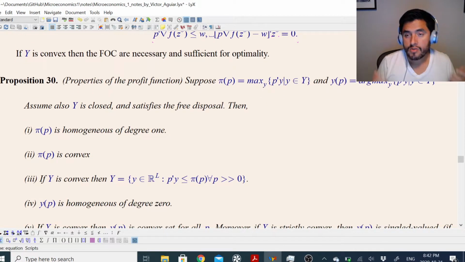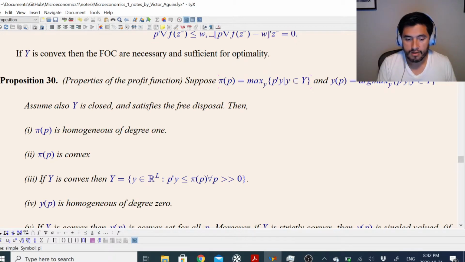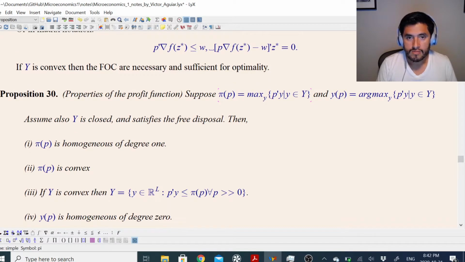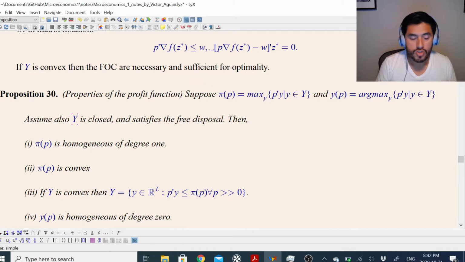So, okay. Now we have the profit function and we have the supply correspondence. We're going to describe their properties. First, we again redefine them just for having them in front, right? So profit functions are the max value and the supply correspondence is the maximizer, okay? Assume in this proposition that the production set is closed and satisfies free disposal.